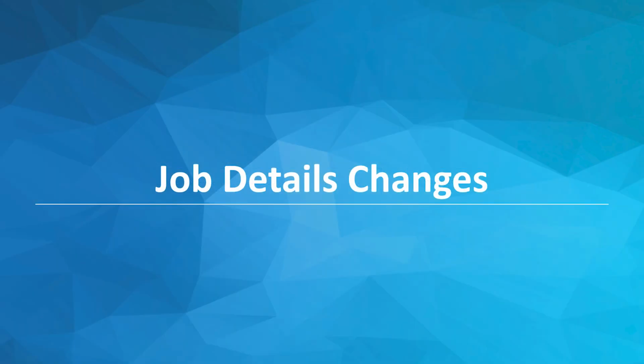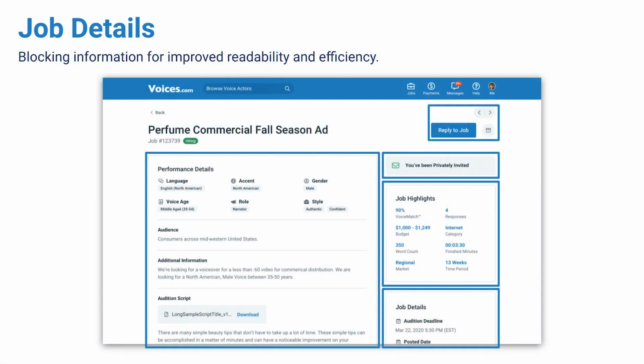All right, now the job detail changes. So what's changed when you actually click into a project? Well, we've blocked the information for improved readability and efficiency. So you can see at the top right, there's a reply to job button. There are also forward and back buttons, so you can quickly move between projects without having to go out into your hiring list. You can just hit these forward and back and it'll take you to the next one or to the previous one.